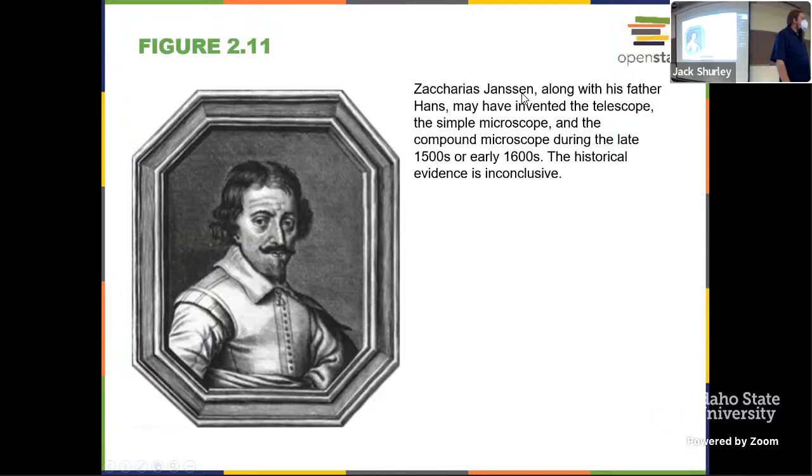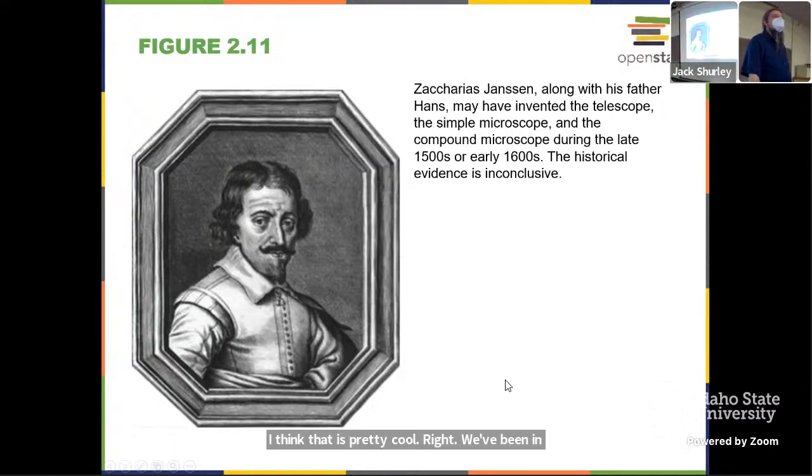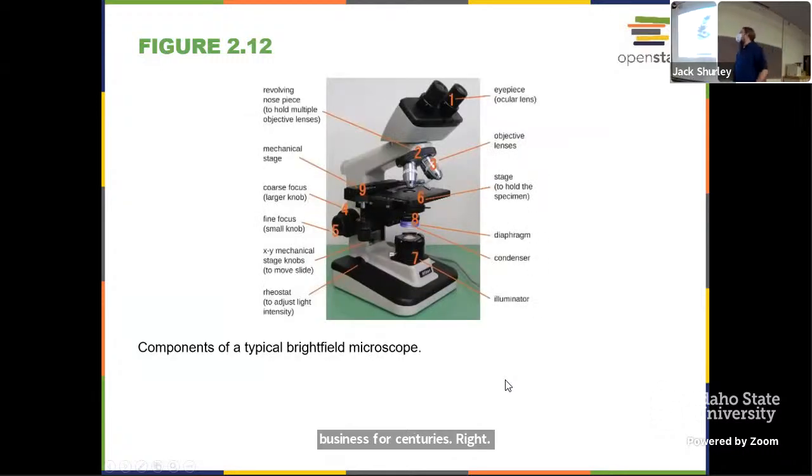I do think it's super impressive as we see this name going clear back to the early 1600s. Janssen lenses are still highly prized and sought after. There are numerous microscopes that still employ these types of lenses. I think that is pretty cool, right? We've been in business for centuries, right? That's pretty cool. All right.